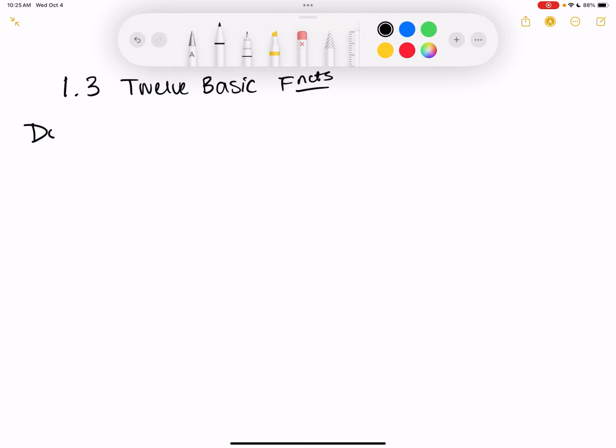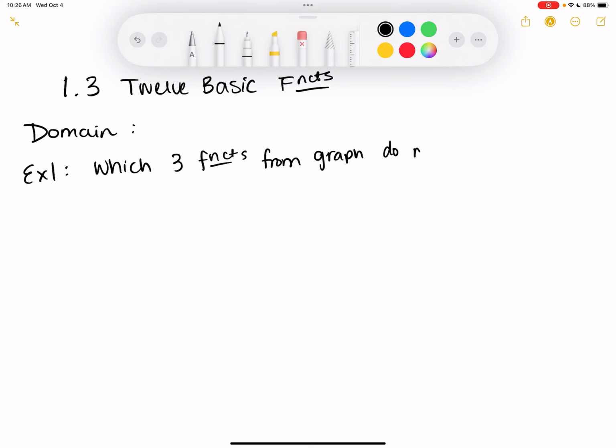So the first ones we're going to look at are domain problems. Which 3 functions from the graph do not have a domain of all real numbers?